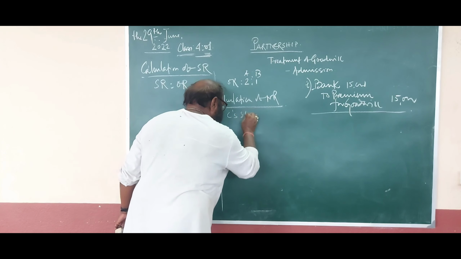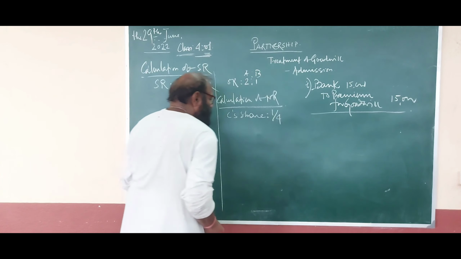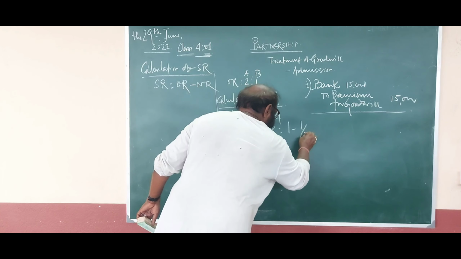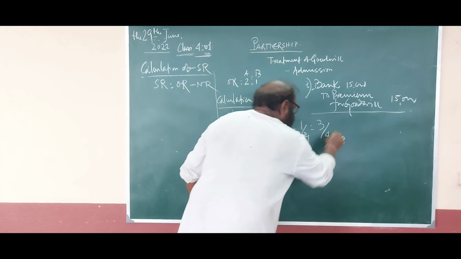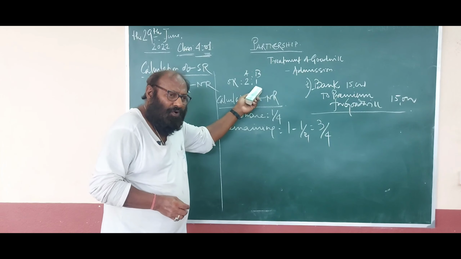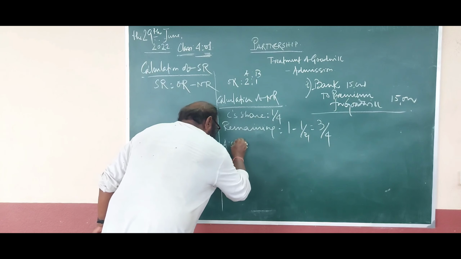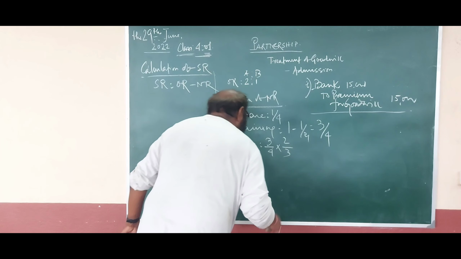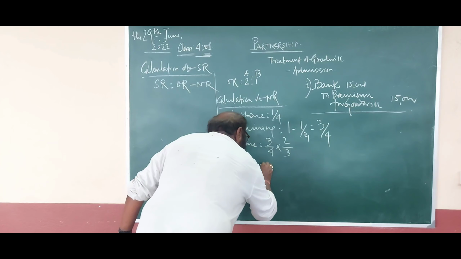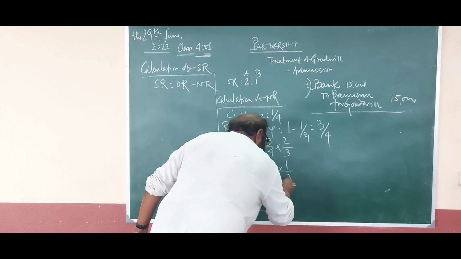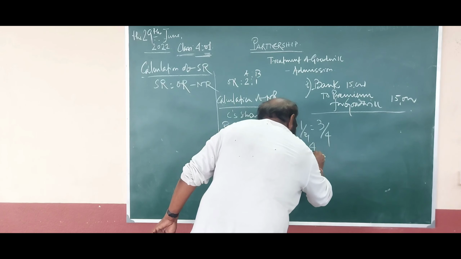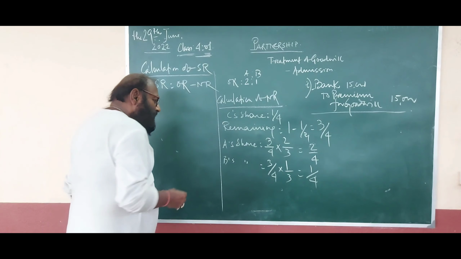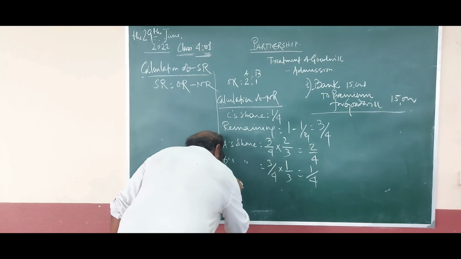Now C is coming in for C's share. How much? 1/4. C is coming in for a 1/4 share. Now what is the remaining part? Remaining share is 1 minus 1/4, that is 3/4. This 3/4 will be divided between A and B in their old ratio. So A's share will be 3/4 times 2/3. Now B's share is 3/4 times 1/3. Now it is 2/4 and it is 1/4. Clear? And C's share is 1/4.